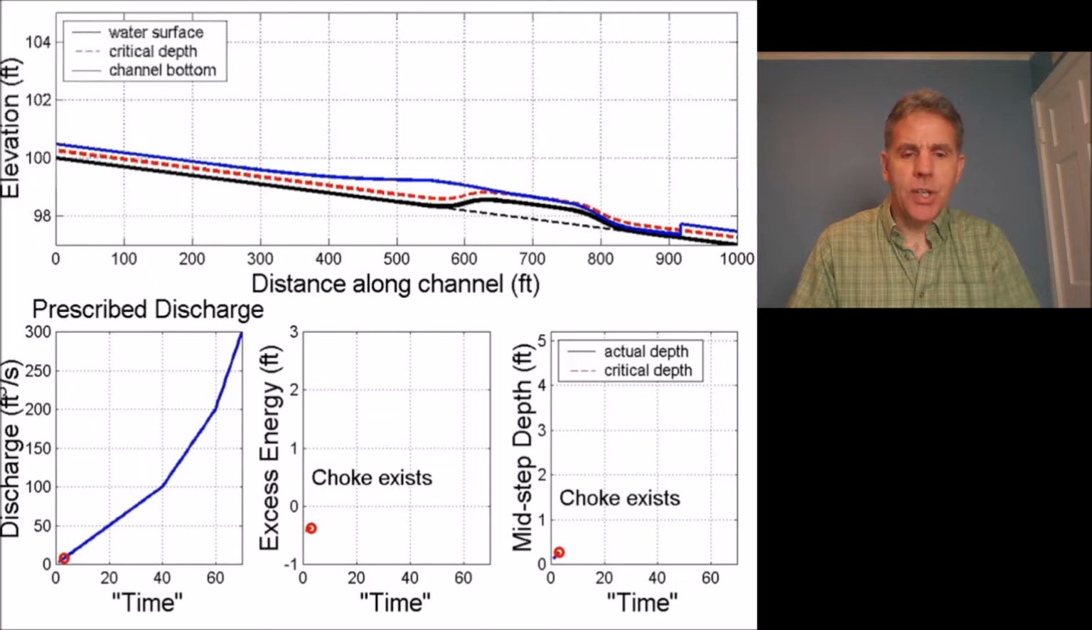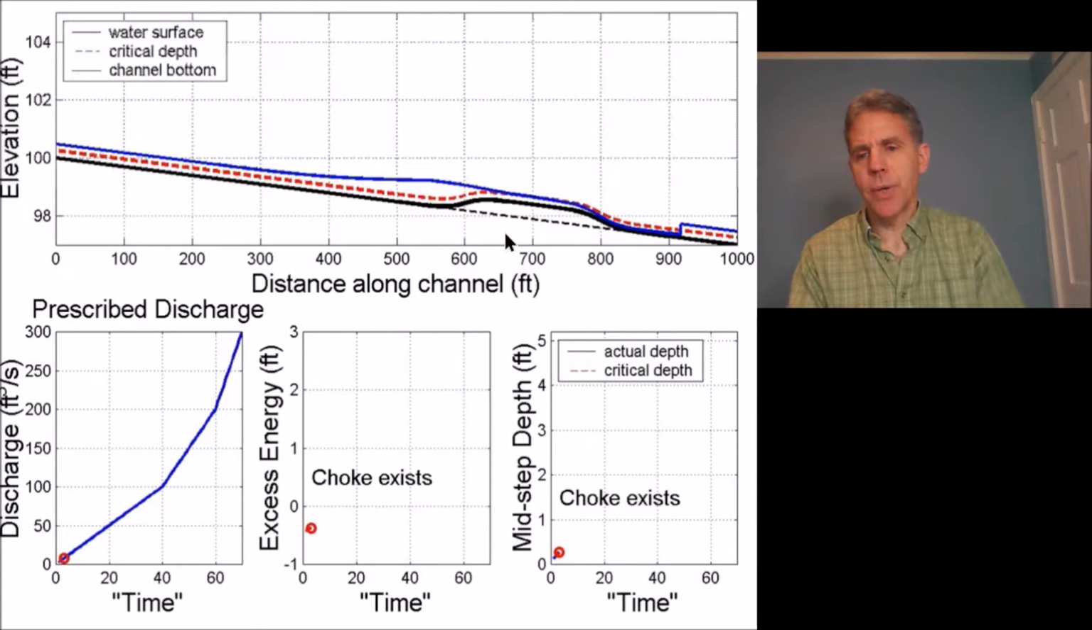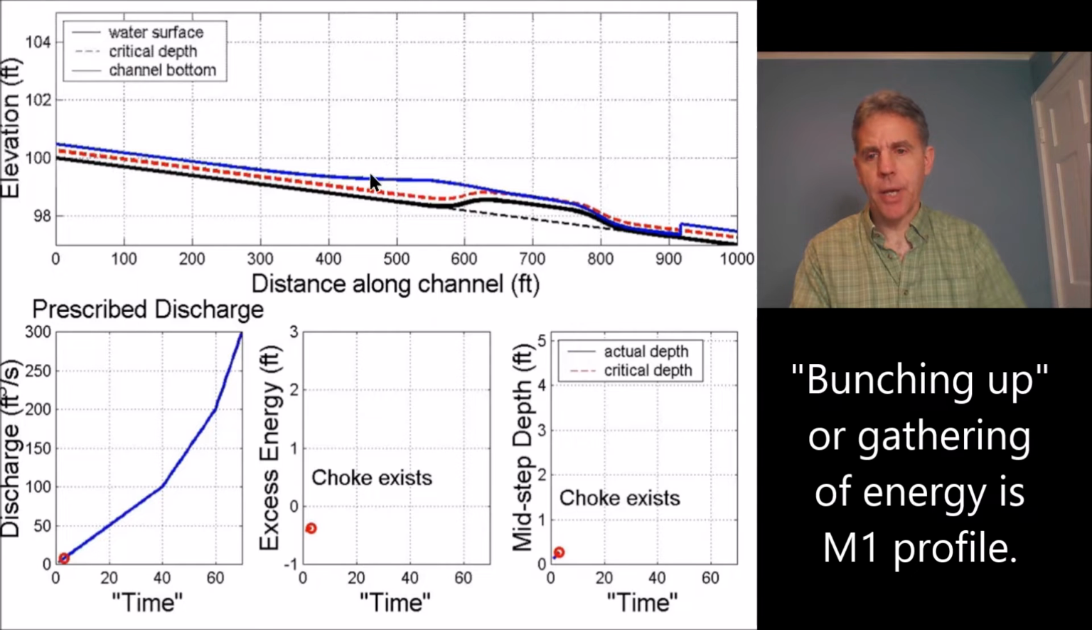Before we start the animation, let's first go over the different subfigures that you see on the screen. So in the upper graph, you're looking at the channel itself. The black line traces the channel bottom. The red dashed line shows critical depth, and the blue line shows the actual depth. You can see that upstream of the step, there's actually a bunching up of depth in advance of the step.